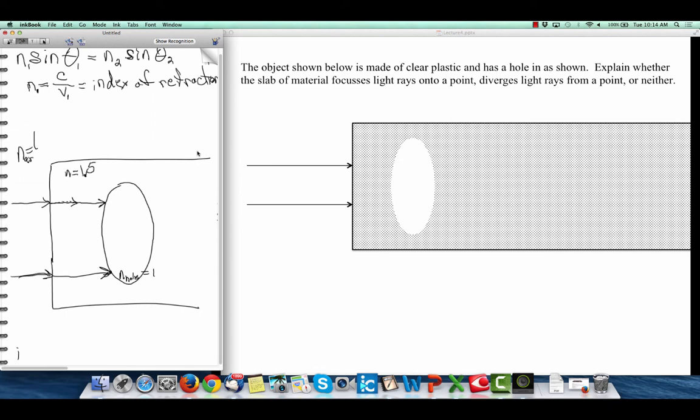This is the opposite of that. The thing that's shaped like the lens is made up of air, and it's embedded in plastic. So instead of the plastic living in the air, in this problem the air of that shape is living in the plastic. So, sketch the pictures. Use Snell's Law, at least in your head.